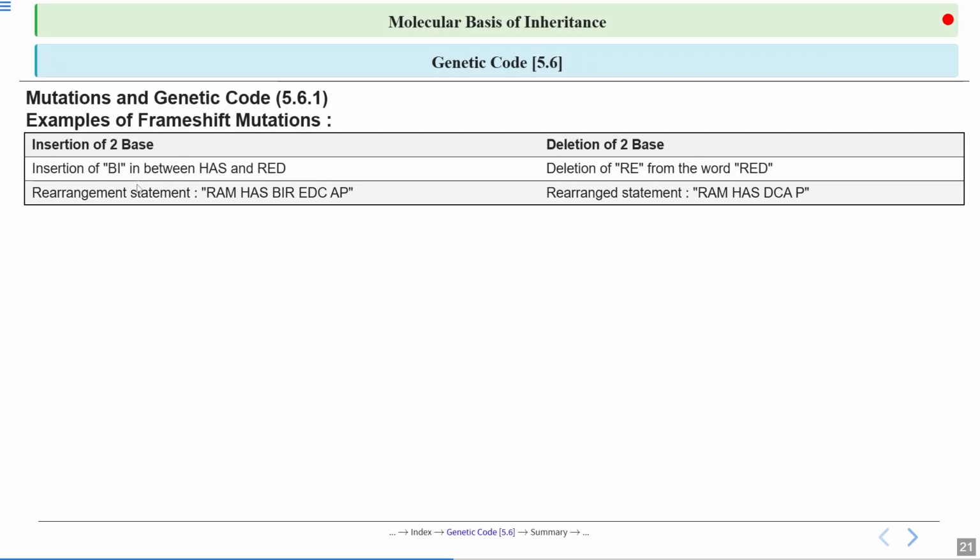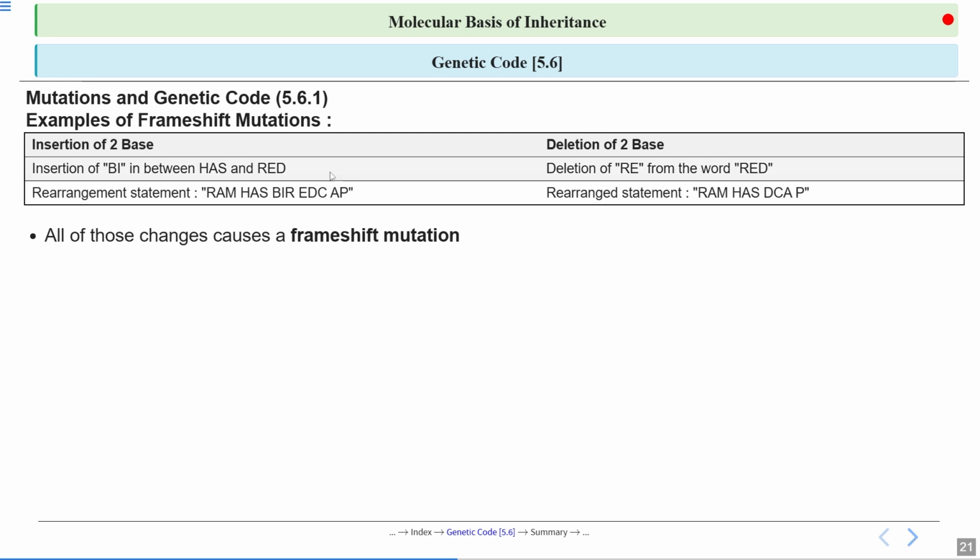Now let's see the example of inserting two bases. For example, we insert bi in between has and red. Ram will be fine, then: Ram has bir edcap. Does it make sense? No. Let's delete two bases. If we delete this re, the rearranged statement will be: Ram has dcap. Again, does it make any sense? No. Just like this, any insertion or deletion of base pairs, nucleotides, in the genetic code will do the same.